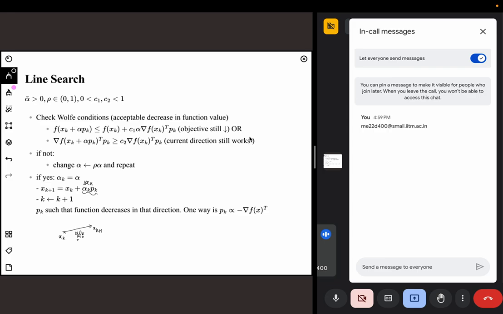Depending on these choices, you have different methods. So what is the choice for alpha? The first one we'll start with is alpha. So how do I choose my alpha? Again, even in alpha selection, we start with some alpha value and then we will see whether some conditions are satisfied.